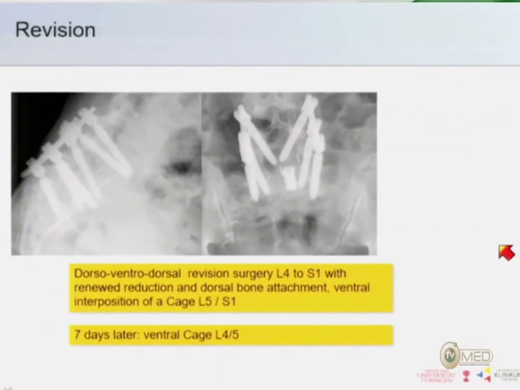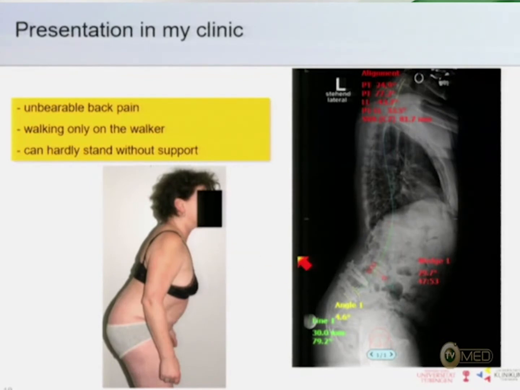So they did a large revision. They put other screws in L4 and used a dorsal-ventral-dorsal approach. And here you see the cage in L5-S1 and another cage in L4-5. And this was the presentation in my clinic.